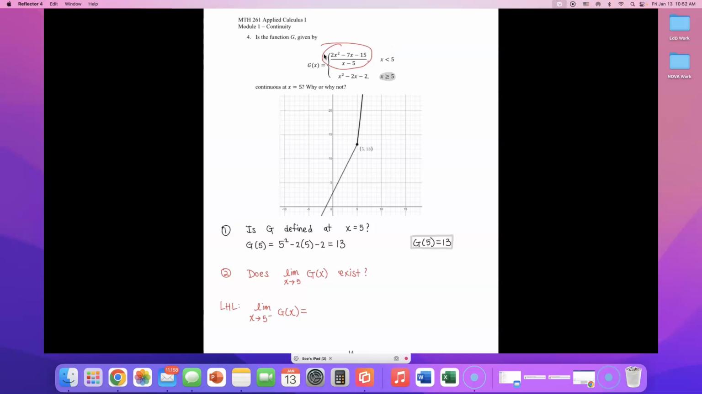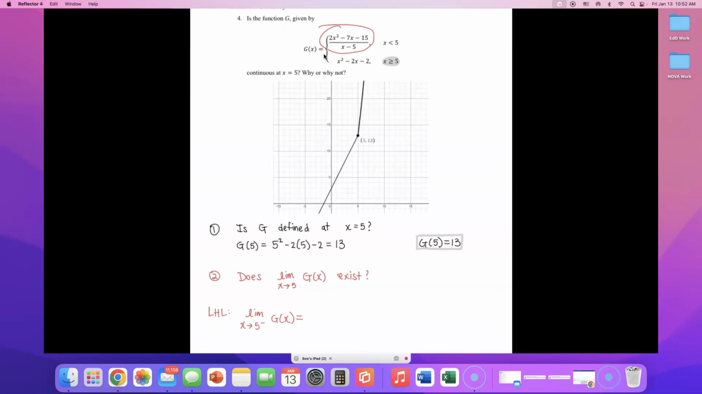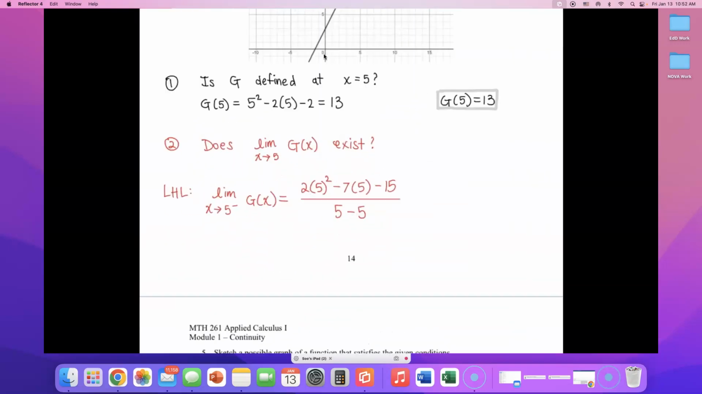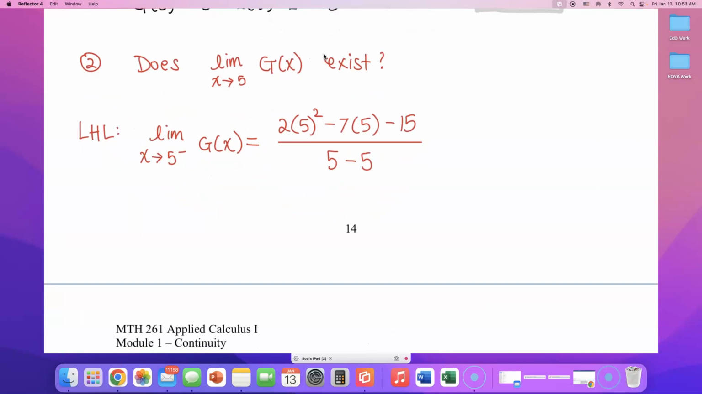I'll set it up, but I'm going to open up a scientific calculator to evaluate it, okay? So what's that going to be? I will have to plug in 5 into this. 2 times 5 squared minus 7 times 5 minus 15 over 5 minus 5. Uh-oh! I can't do it this way, right? I can't use direct substitution because here I will get 5 minus 5 to be 0. So this will be that indeterminate form.